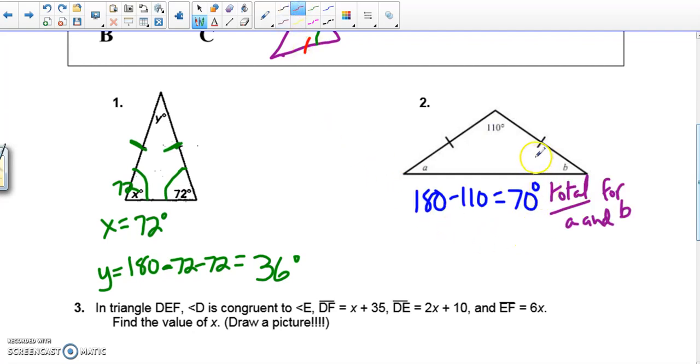So what we can think about for number 2 is that we've used up 110 degrees right here. So 180 minus 110 is 70. And that's the number of degrees total for A and B. And now since A and B are the same measure, because they're congruent angles across from those congruent sides, we cut that 70 into 2 equal parts, and we're left with 35 degrees. And there's our final answer.